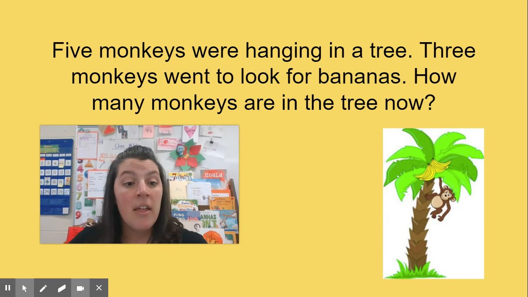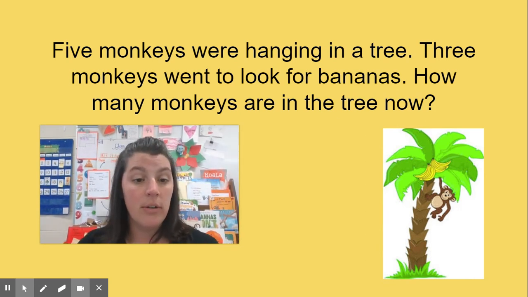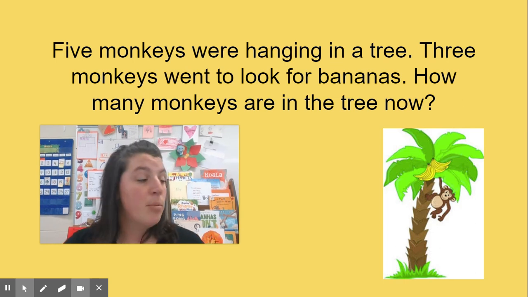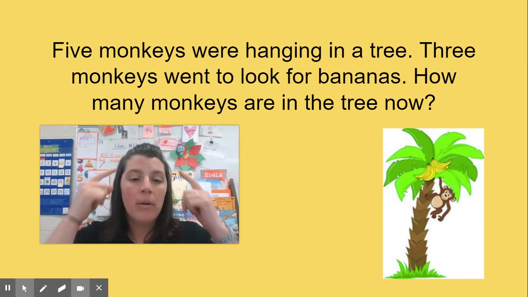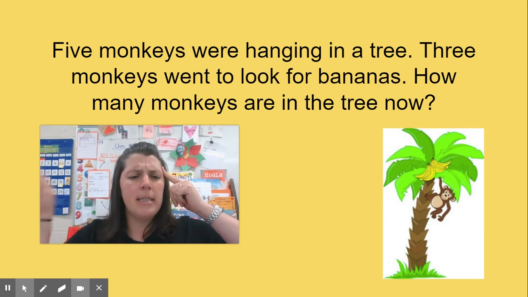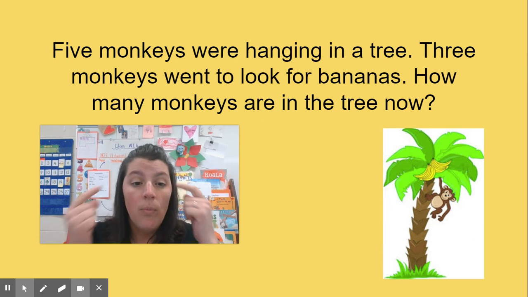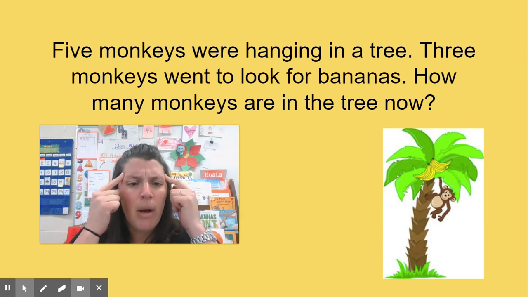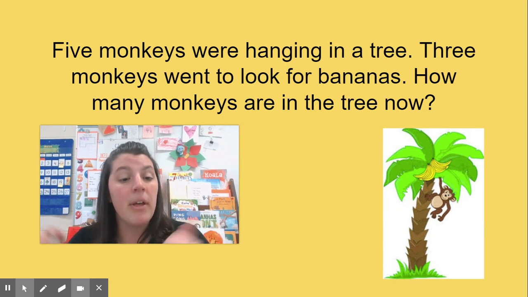Did you notice that every time we did that problem, no matter what tools we used, we still ended up with the same answer? 3 of those monkeys still left. There was action happening in this problem. When we pictured it in our mind, did you picture 3 monkeys hopping out of the tree to go get bananas? So, making that picture in our mind to think about what's happening really helps us because this is a different type of problem. Usually we've been putting numbers together, but this time we took something away.